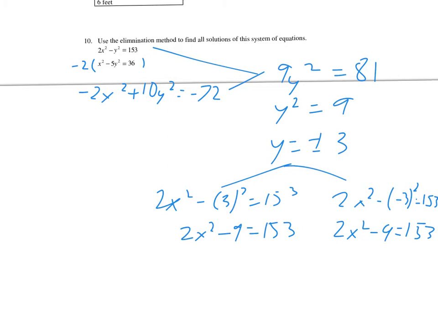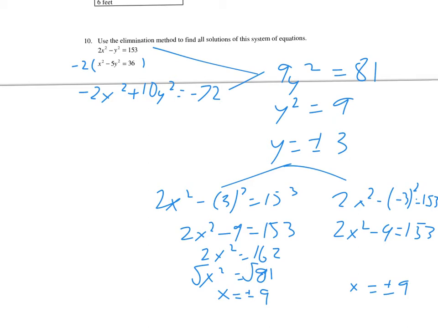And so I'm actually just going to solve this one time now because obviously those are going to come out to the same answer. So I get 2x squared equals 162, which means x squared equals 81. I'm getting ahead of myself because x equals plus or minus 9. And so same thing over here, x equals plus or minus 9.